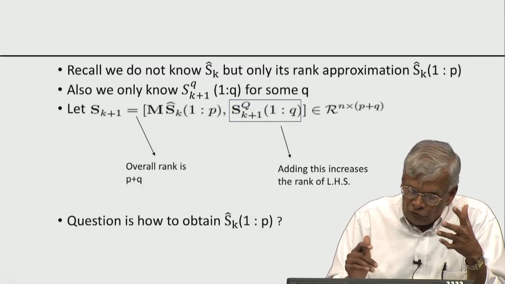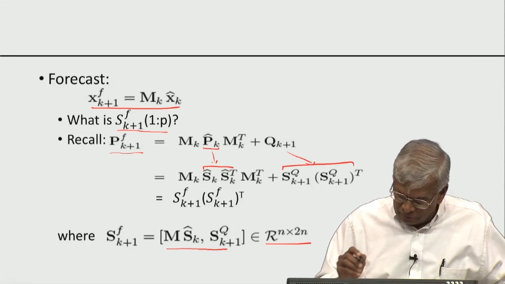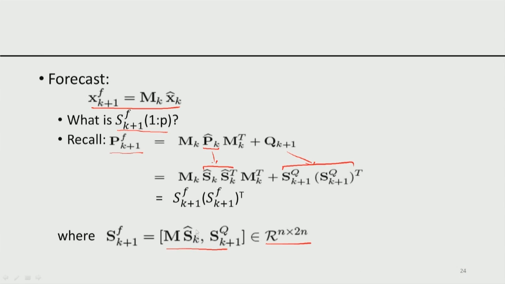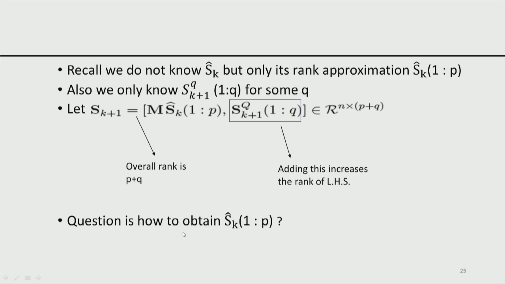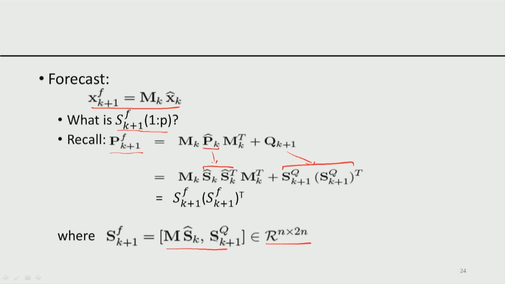So recall, we do not know S k bar, because we do not know the full one, but only the rank p approximation of S k bar. So that is the important thing. We have been satisfied with the rank p approximation. So that is the basic aspect of it.